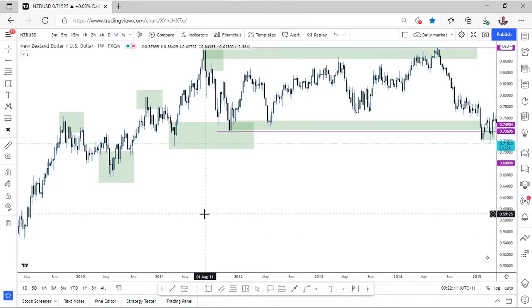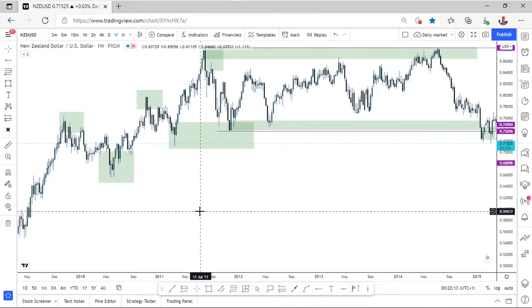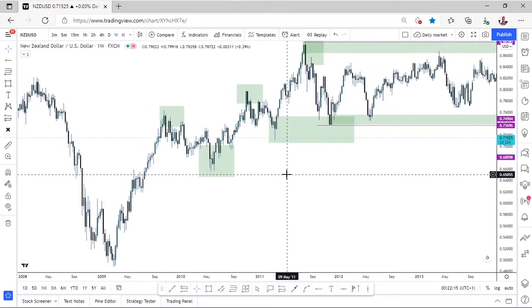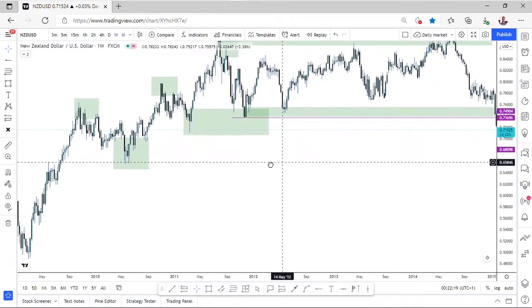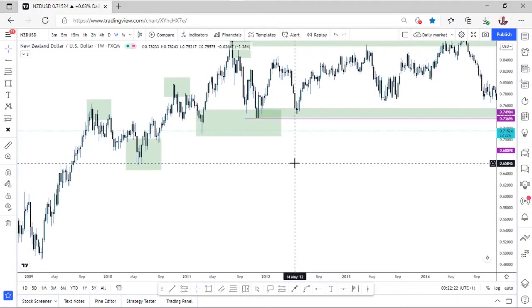Now, there's something I want to talk about, which is structures within structures, in the sense that within an uptrend you can have a downtrend, and within a downtrend you can have an uptrend, but one is visible on the higher time frame, while the other is going to be visible on the lower time frame.